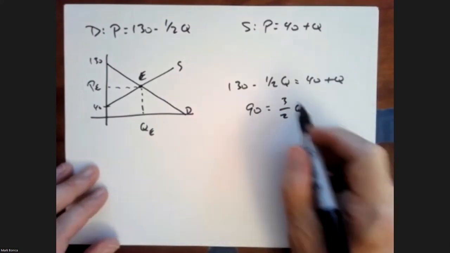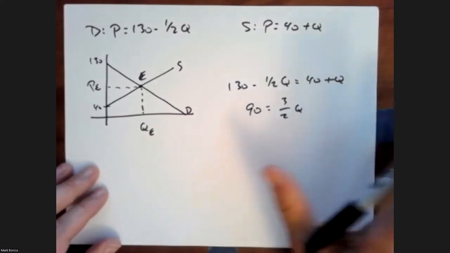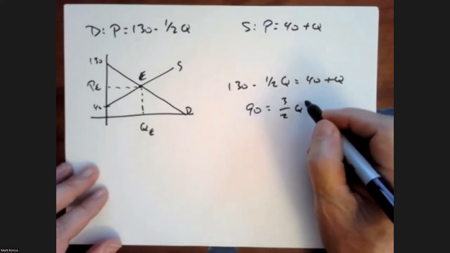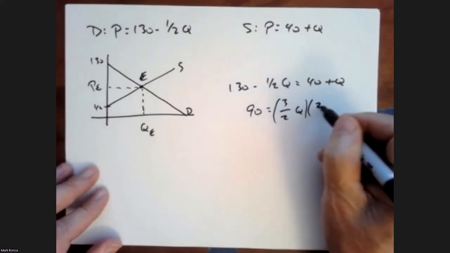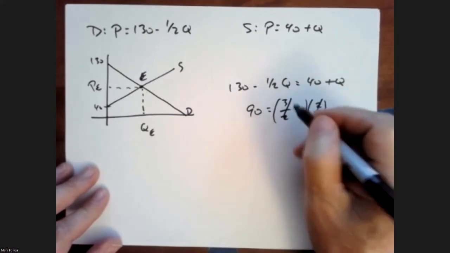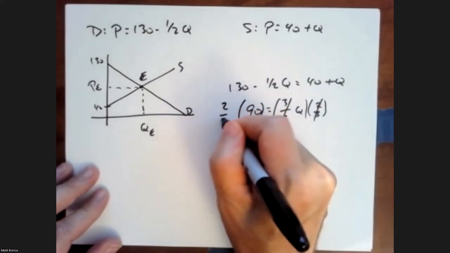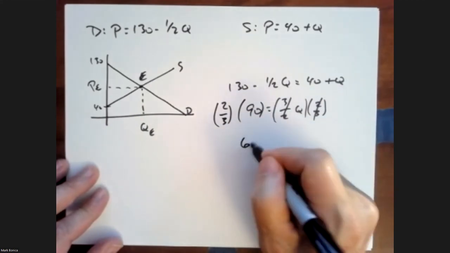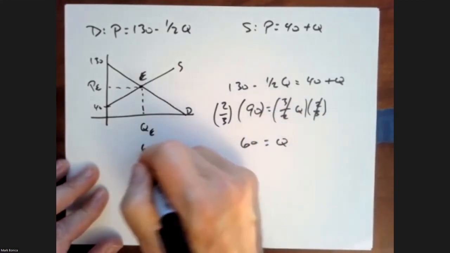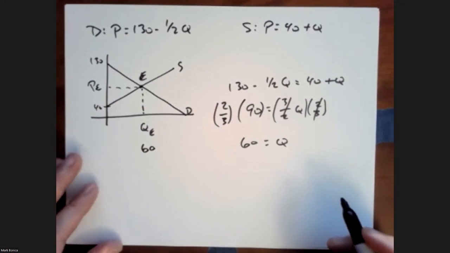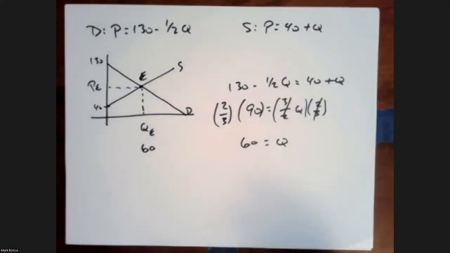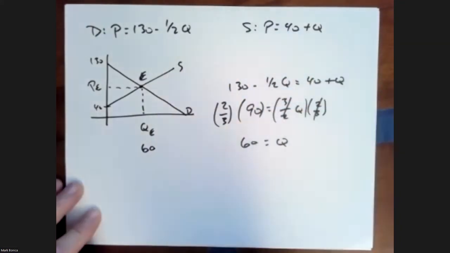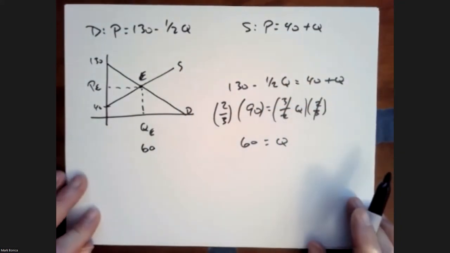Okay, so now we've reduced it. We've consolidated the variables. We're going to multiply both sides by 2/3 to get rid of the 3 halves. 2/3 of 90 is 60, so Q equals 60. So QE is 60. And if we know QE is 60, we can plug it into either one of these equations. I'm going to do both just to prove that to you, okay?